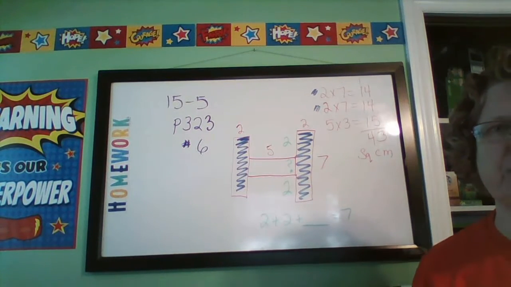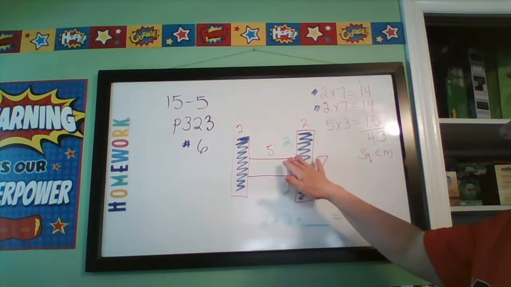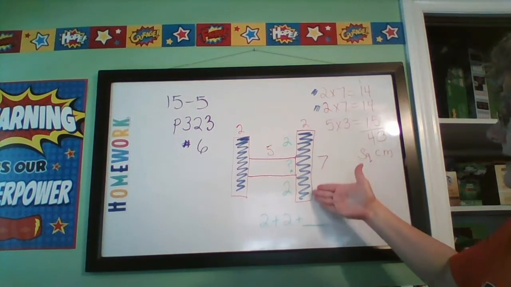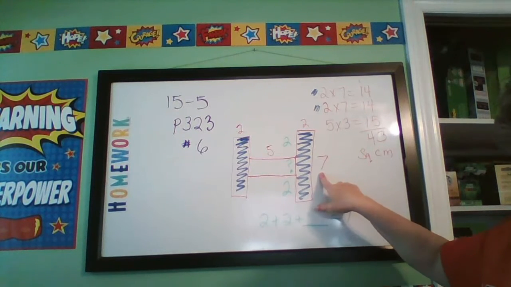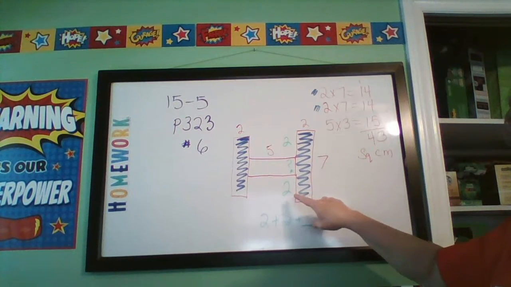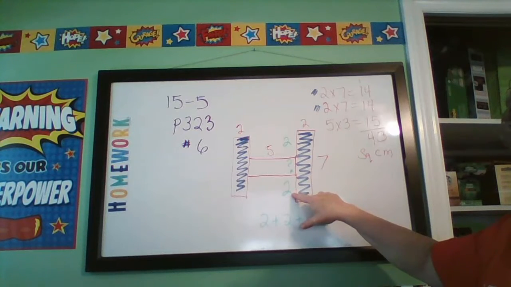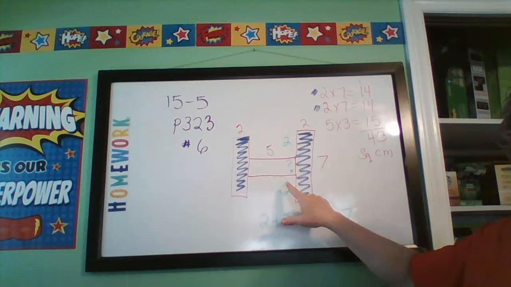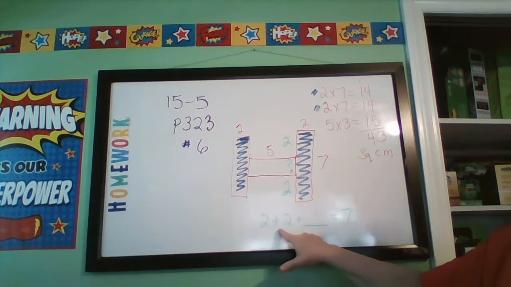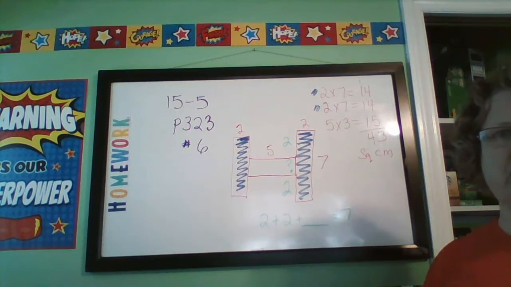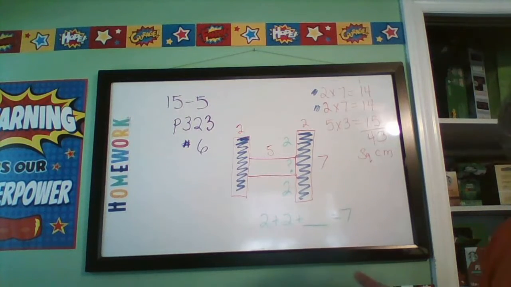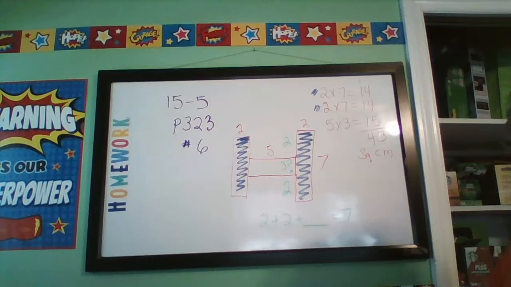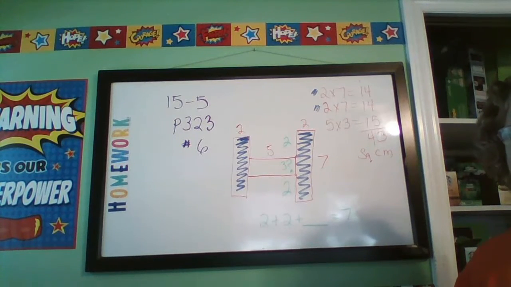Now the middle rectangle is where it gets tricky because we know that the length is 5, but it doesn't give us the width. We have to figure it out. The whole length of the shape here is 7. And they tell us that these 2 pieces are 2 and 2. So I have to figure out this missing piece. I can add 2 plus 2 plus something is equal to 7. So I figure out that the number for this width would be 3, because 2 plus 2 plus 3 equals 7.